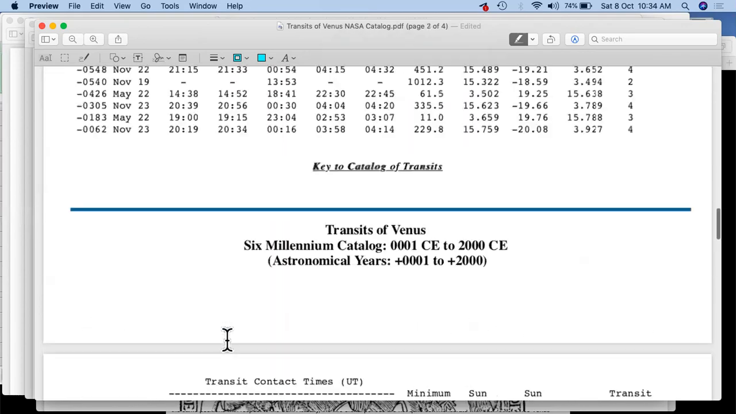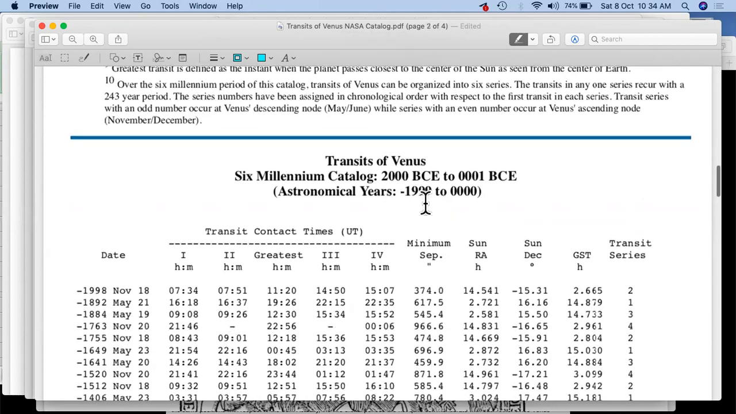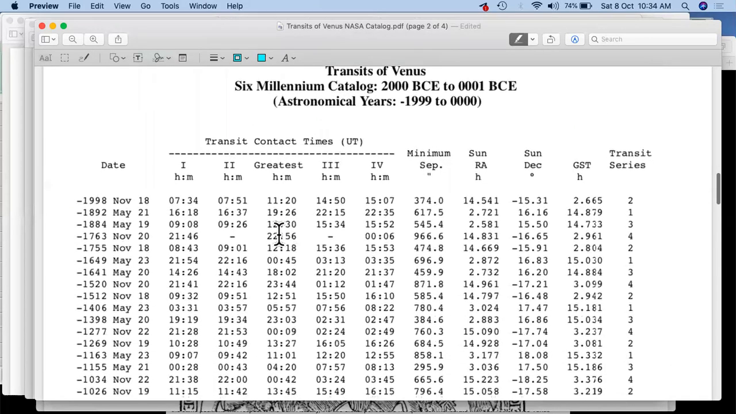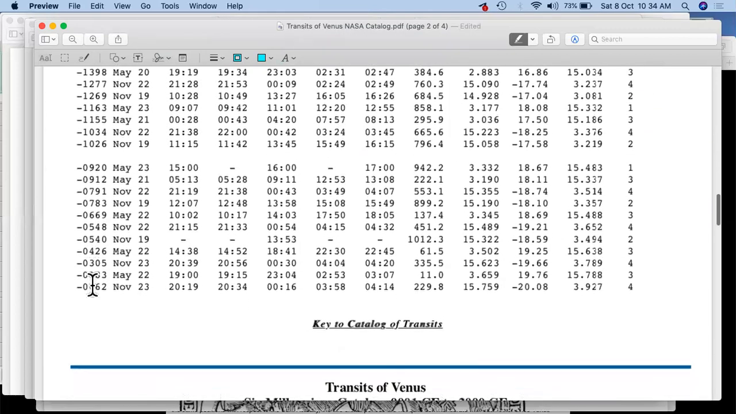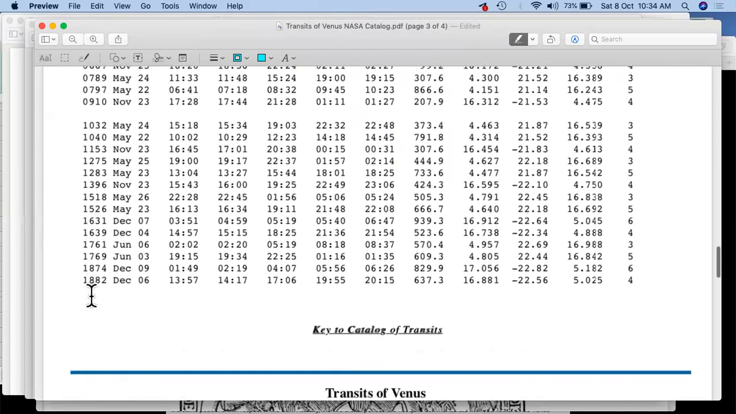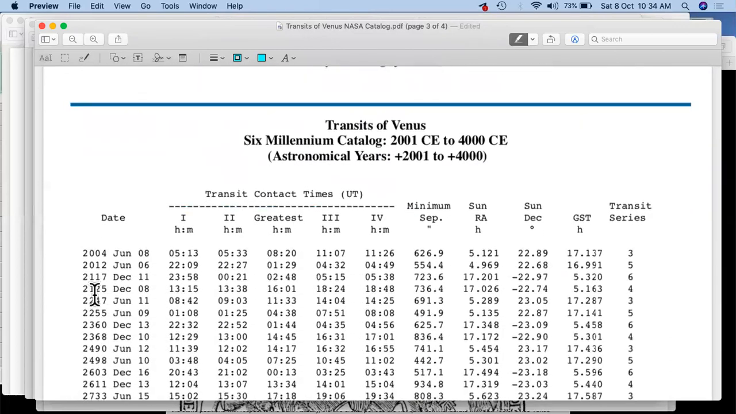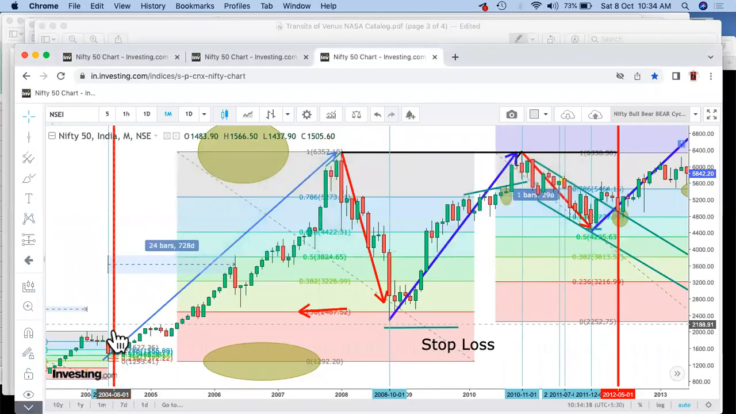So overall, if you see here, all the transits have been given, let's say, for example, from 0 to 1999. So all the dates have been mentioned. Probably if you can just go through these details, you will come to understand the entire series which has been given, right? So what we saw over here is the next one which will be coming, like 2004, 2012. Coincidentally, during both the years, probably we had a bear cycle which has been going on, right?